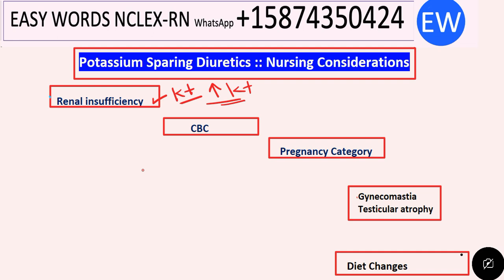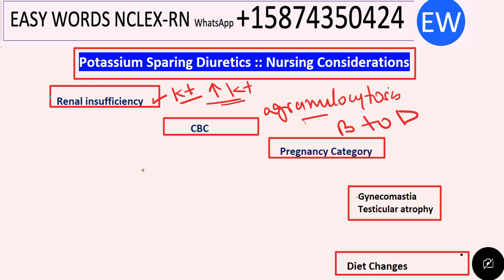CBC. These diuretics may cause agranulocytosis, which is too low of white blood cells to fight infection. So nursing should be advising the client to report fever or any other signs of infection. Pregnancy category. Potassium sparing diuretics are pregnancy category B to D. So that means these agents are not recommended for a client who is pregnant and also for lactating mothers.